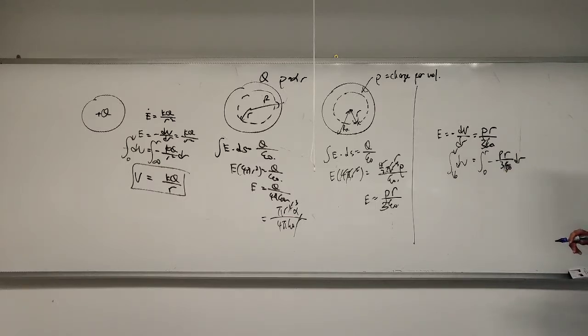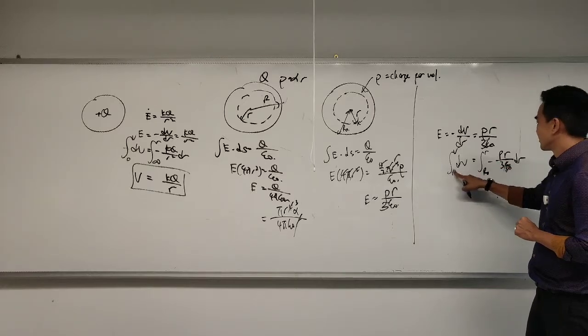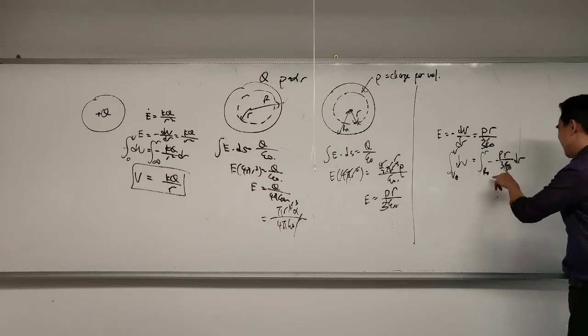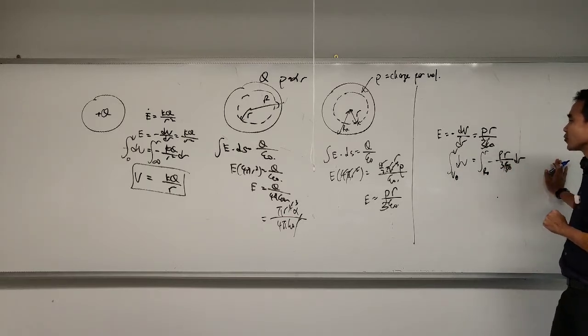Probably we don't integrate from that point. How about integrating from R naught to V naught? That means this V naught is the potential not at the center but at the surface, and there's a reason why we do it at the surface. I'll explain to you why.